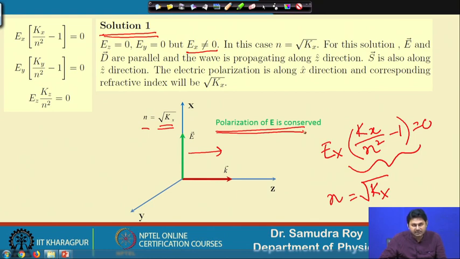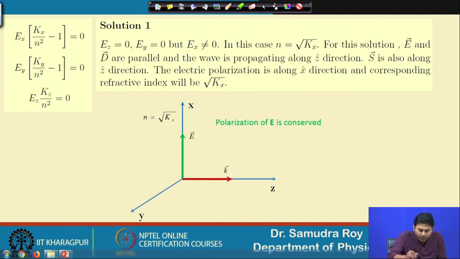Second thing, very interesting: even in an anisotropic system, if I launch the k vector in my z direction, then E and k remain perpendicular, which was not there in the previous general case, where E and k were not perpendicular to each other. But here we find that if I launch along the z direction, the E vector can be perpendicular to the k. So, this is solution 1.